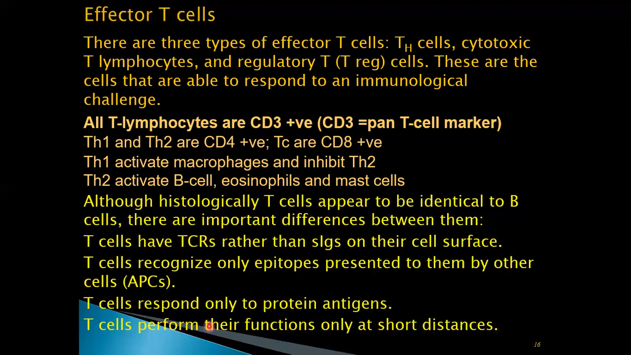Now, one important point is that T cells perform their function only at short distance. Because they are present in the lymph nodes and the connective tissue, they cannot travel long distances. Their action occurs close by. On the other hand, antibodies flow along with the blood and lymph. They go into the circulation and reach distant sites.